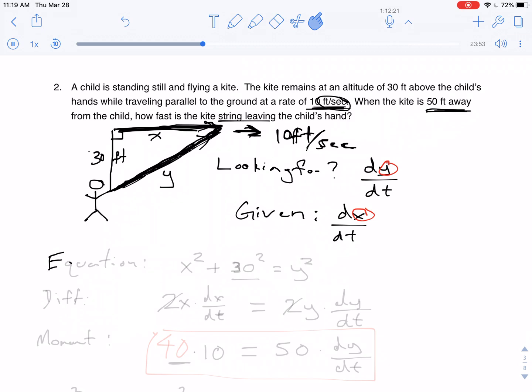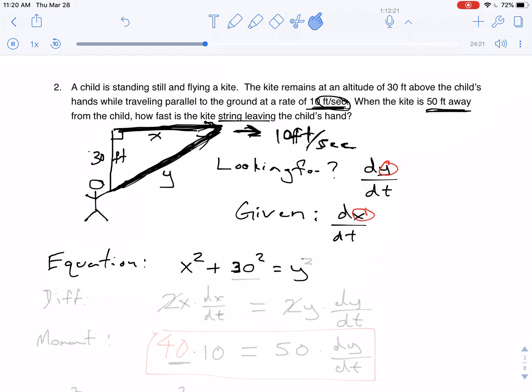So, equation in terms of x and y. So we are talking about a right triangle there. So there's a right triangle, and I can relate x and y in terms of Pythagorean's theorem. So we got x squared plus, the two legs squared. So Pythagorean's theorem, that is a 30. 30 squared equals y squared.